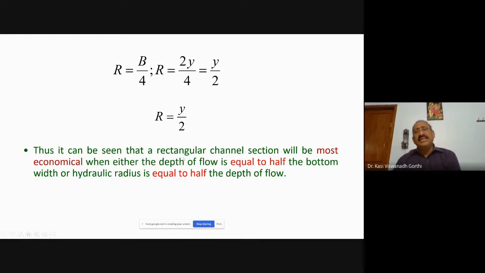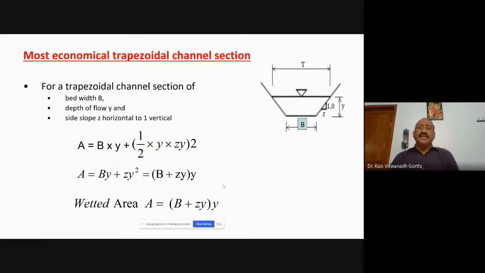Thus, it can be seen that a rectangular channel section will be most economical when either the depth of flow is equal to half of the bed width or hydraulic radius R is equal to half of the depth of flow. Similarly, we take up the trapezoidal channel section also.